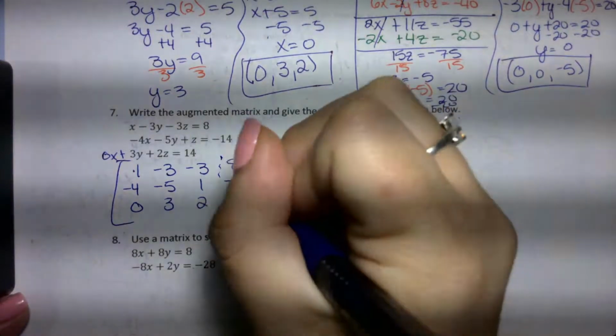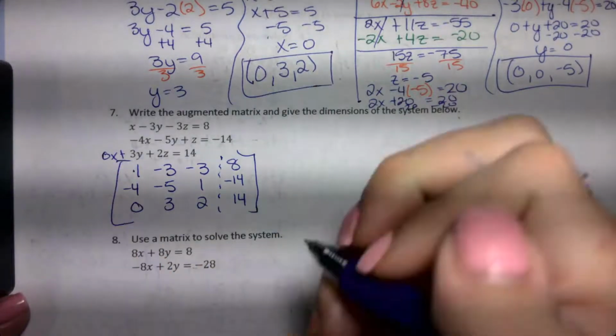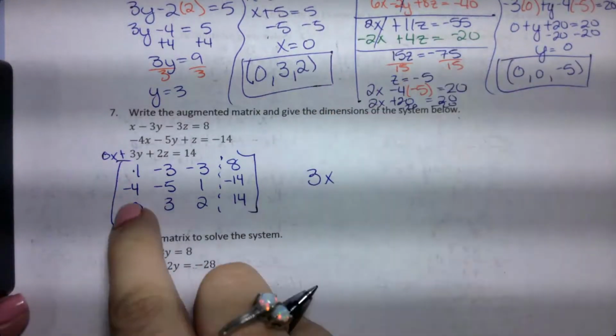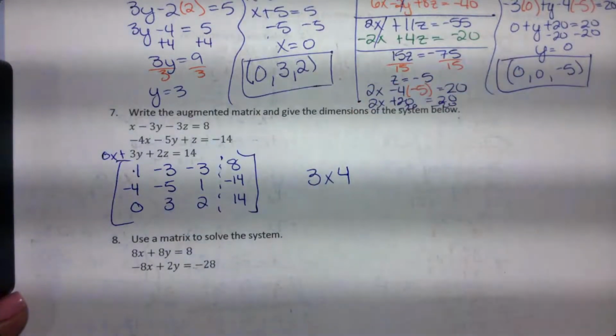Then I want to go ahead and give its dimensions. I have 1, 2, 3 rows, and I have 1, 2, 3, 4 columns. So on the test again, this question will be worth 2 points.